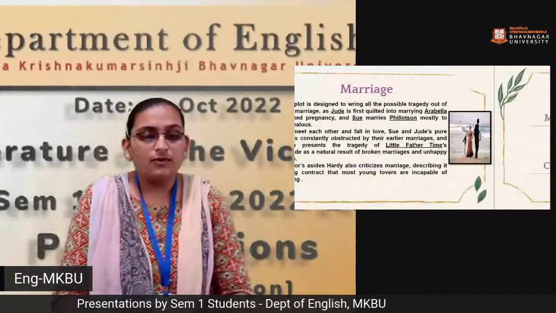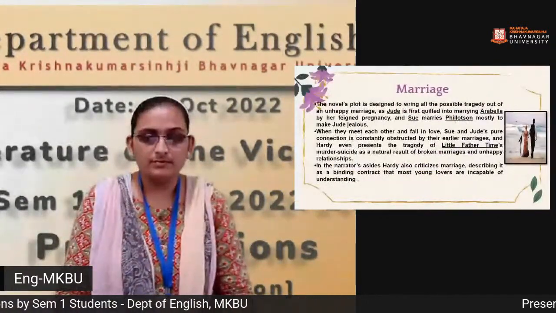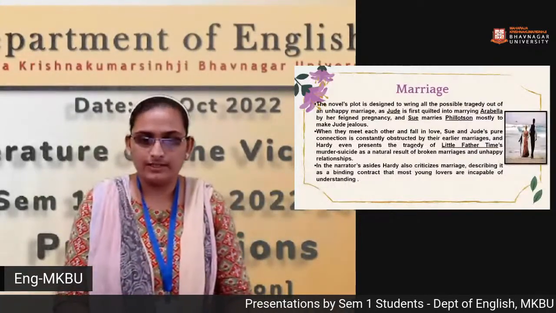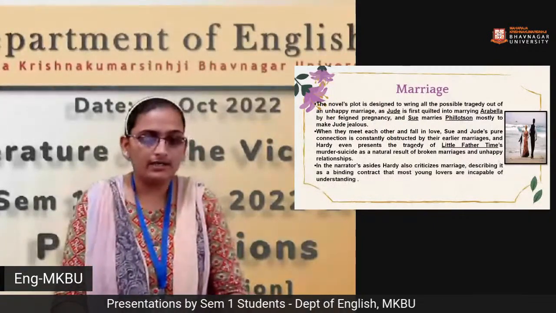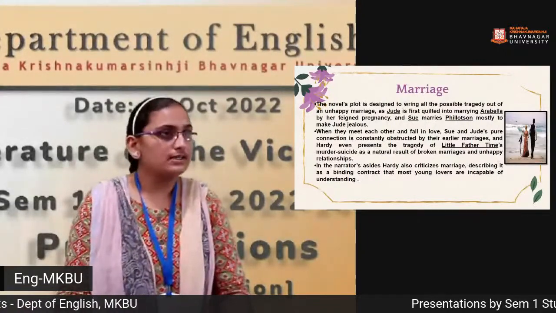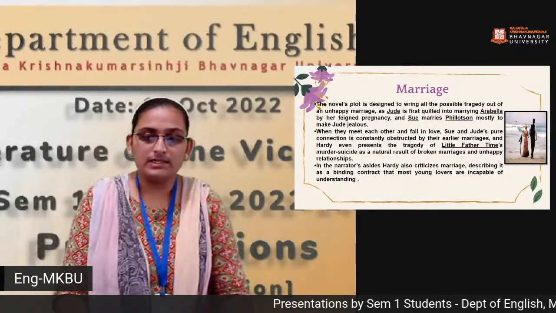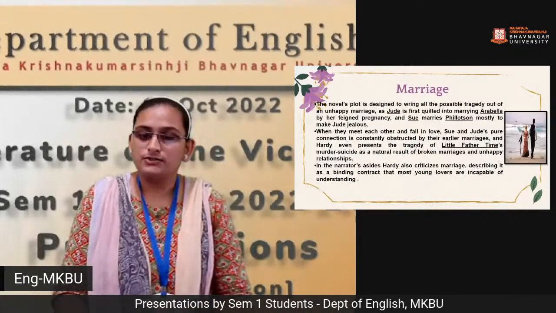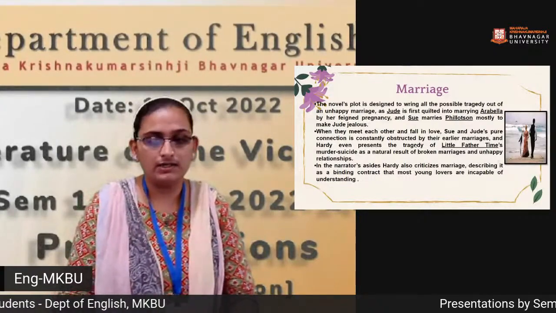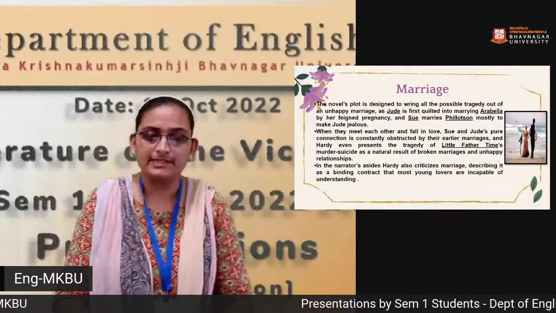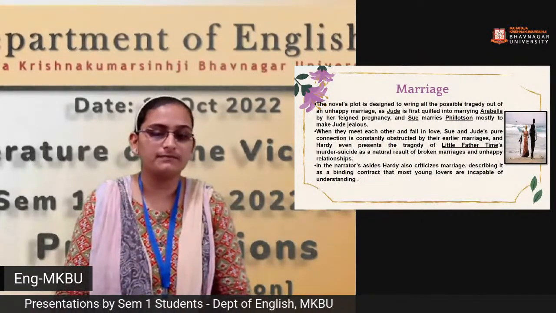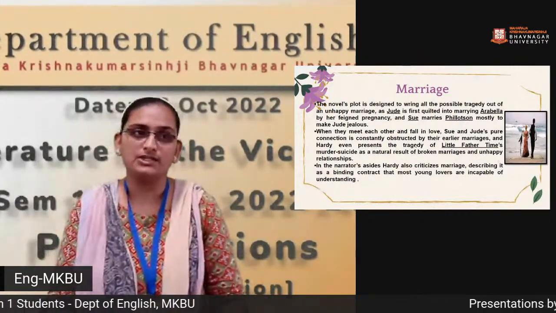Marriage. The novel's plot is designed to wring all the possible tragedy out of an unhappy marriage. Jude is first tricked into marrying Arabella by her false pregnancy, and she marries Phillotson mostly to make Jude jealous. When Sue and Jude meet each other and fall in love, their pure connection is constantly obstructed by their earlier marriages, and Hardy even presents the tragedy of Little Father Time's murder-suicide as a natural result of broken marriages and unhappy relationships.